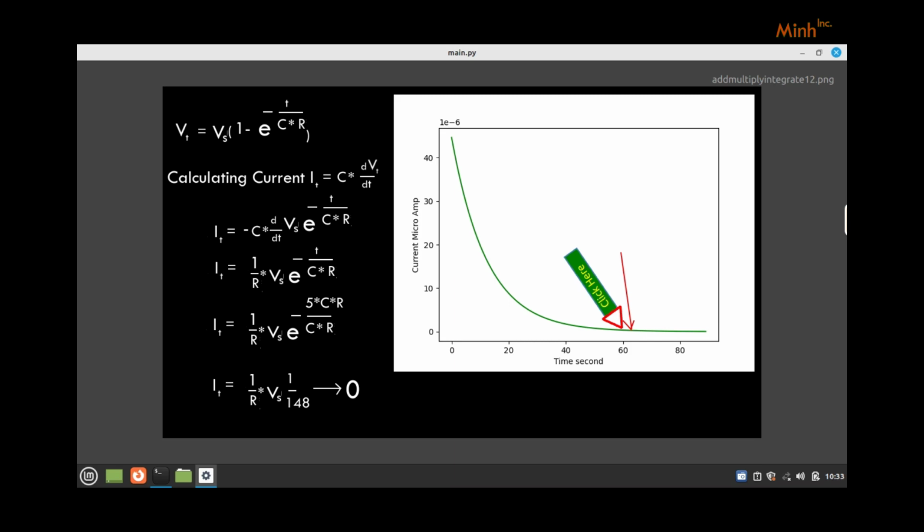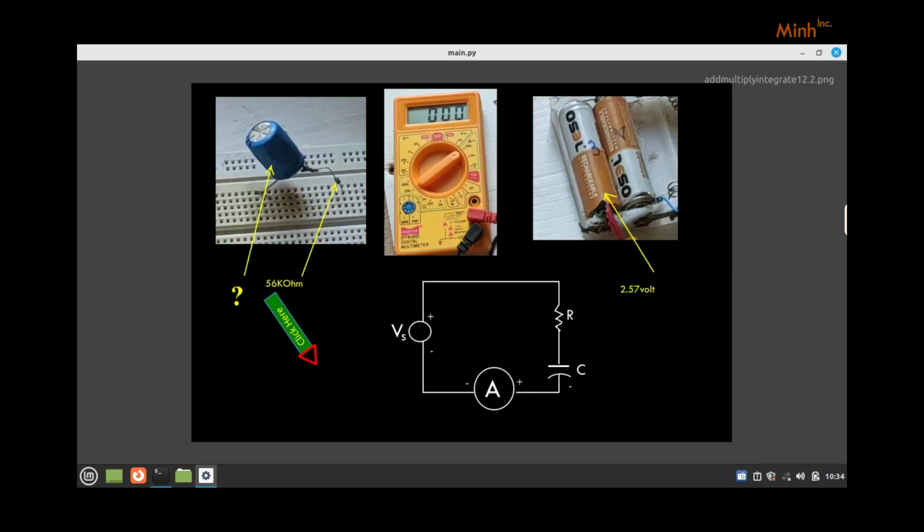If we take a hypothetical capacitor, this is the relationship. Typically at 5 CR, meaning if the time is 5 CR, the current tends to zero. We'll stick to this principle: 5 into CR, where CR is also called the time constant, or tau. At 5 times the time constant, the current becomes 0 and stays at 0. So that is the idea, and we'll proceed with calculating this.